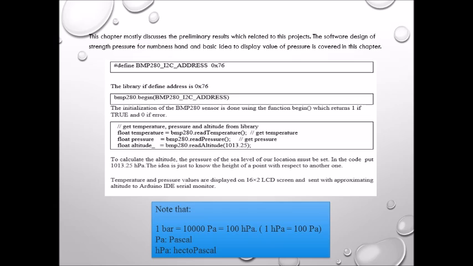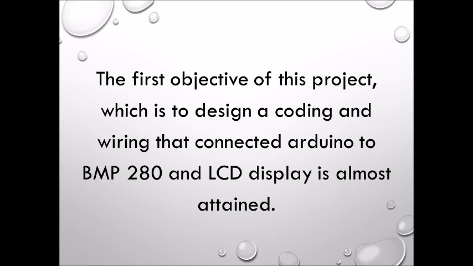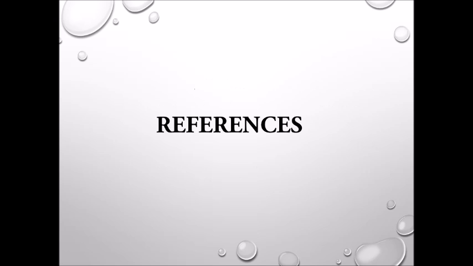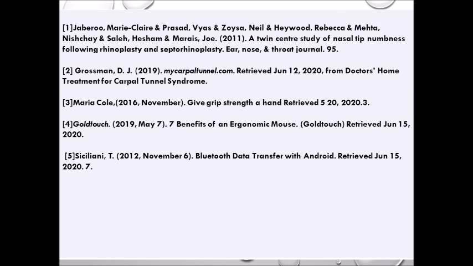For reference, I have 5 references, which is firstly from a twin center study of NASA tips numbness. Secondly, from Grossman, mycarpenter.com. Thirdly, from Miracle. Fourth, from Goldtouch. It's about 7 ergonomic mouse. And lastly, from Siciliani, it discusses Bluetooth data transfer.